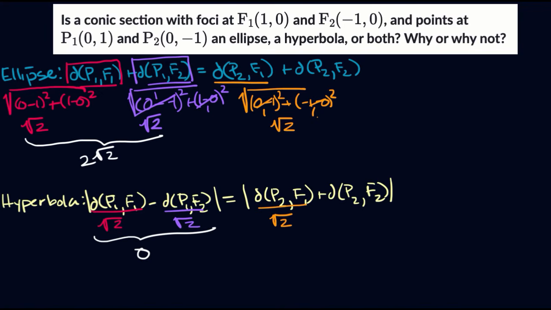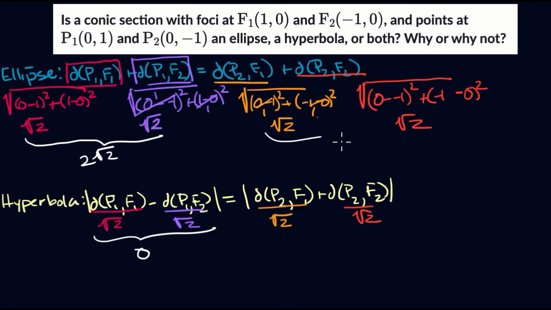And then last but not least, this piece right over here. I'm sensing a pattern. So we're going from 0 to negative 1. So 0 minus negative 1 squared plus negative 1 minus 0 squared. So same idea. This all simplifies to the square root of 2. So this is also the square root of 2. So in this top scenario, this is 2 square roots of 2. So the sum of the distances from each of the points to the 2 foci, they are actually the same.